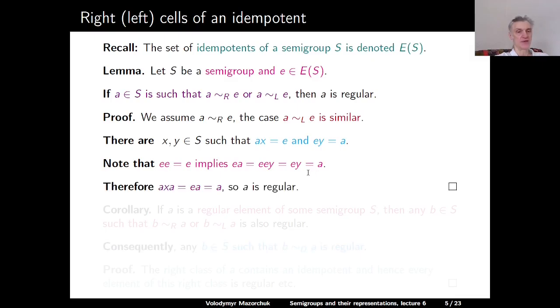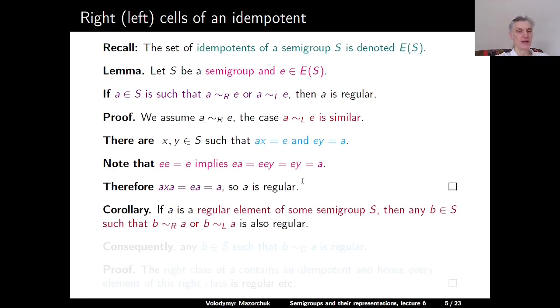And from this, we deduce that AXA is equal to E times A because E is equal to AX, and EA is equal to A, so this is equal to A. So AXA is equal to A, so A is a regular element.